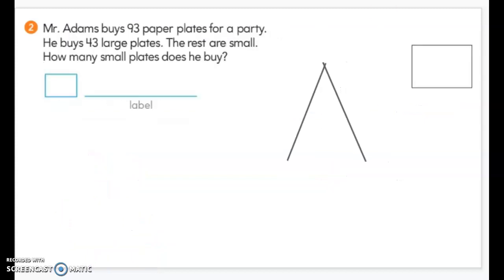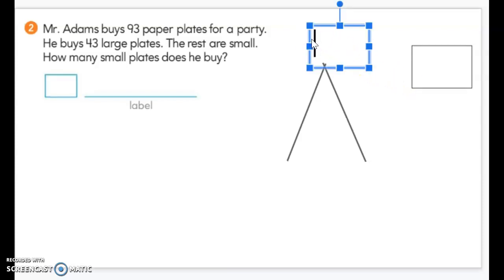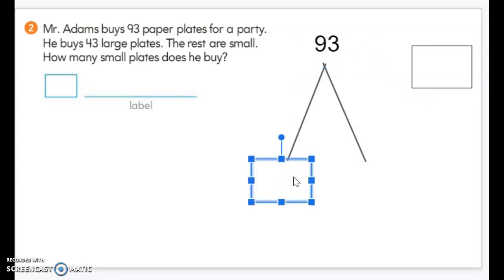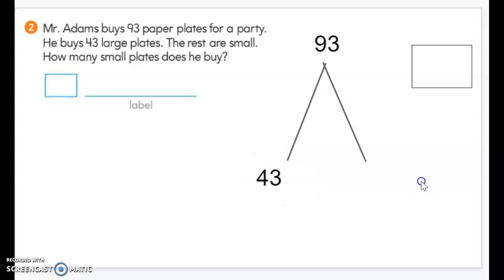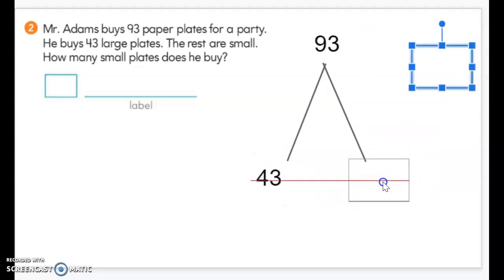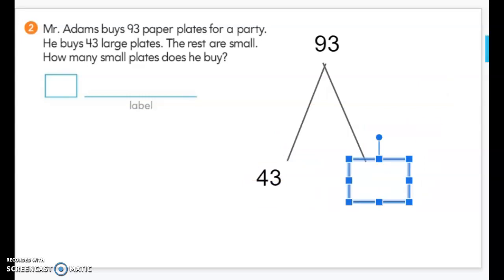So if we go on to the next one, let's do one more together. Mr. Adams buys 93 paper plates for a party. He buys 43 large plates. The rest are small. How many small plates does he buy? Well, how many total plates did he buy altogether? 93, yep. So we're going to put 93 at the top of our math mountain. How many of those plates were large? 43, yep, so that goes down at the bottom here. And then we want to solve for how many of those were small.